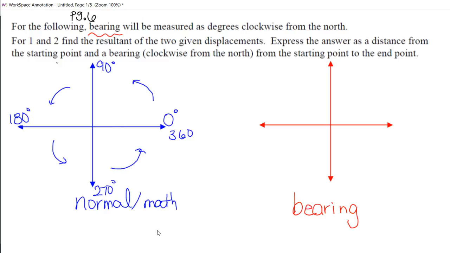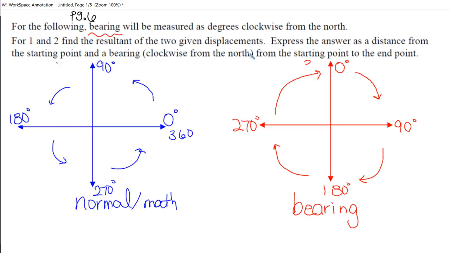However, in real life, we have the regular bearings. On our regular bearing, this is what this first sentence is telling you. Our 0 is at north, and it's going to go the other way. It's going to go clockwise. So this will be our 90 degrees, that would be 180, and this right here will be 270 degrees, and that will be our 360 degrees. And knowing that, let's go ahead and try number 1 together on page 6.